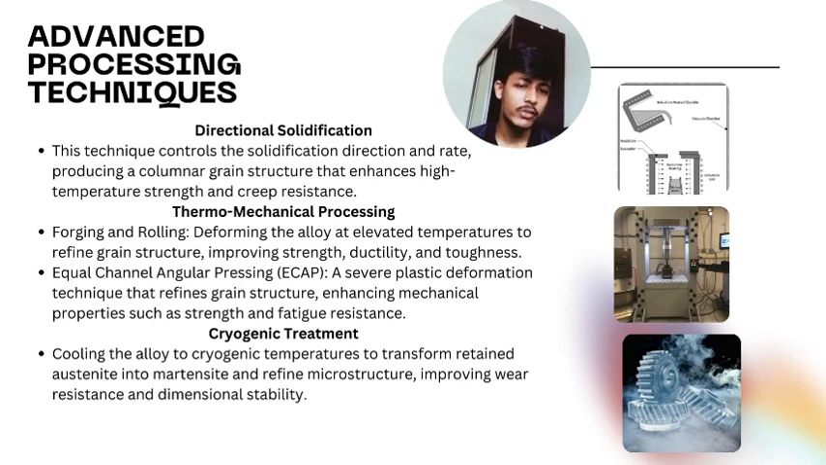Lastly, we'll talk about cryogenic treatment, which is an advanced processing technique to improve the material's mechanical properties. In this process, by cooling the alloy to a cryogenic temperature, it transforms the retained austenite into martensite, refines the microstructure, with the benefits of improved wear resistance and dimensional stability.